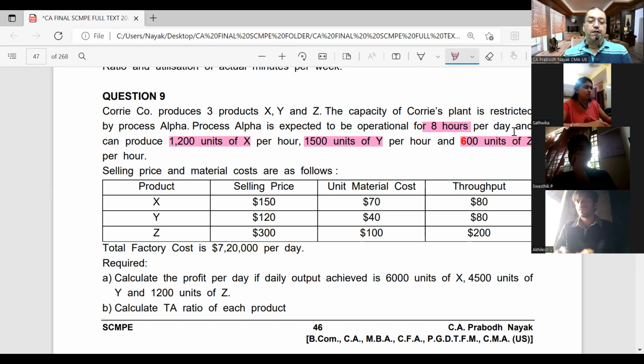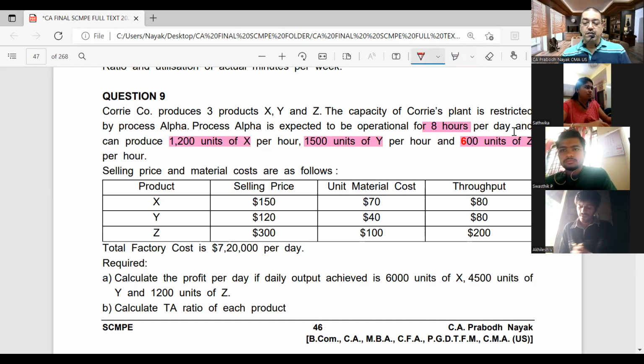Selling price and material costs are as follows. They have given you the selling price, material cost, and throughput. That means they have given you the contribution also. You can check over here. 150 minus 70 is equal to 80. 120 minus 40 is equal to 80. 300 minus 100 is equal to $200. So everything is given in dollars.